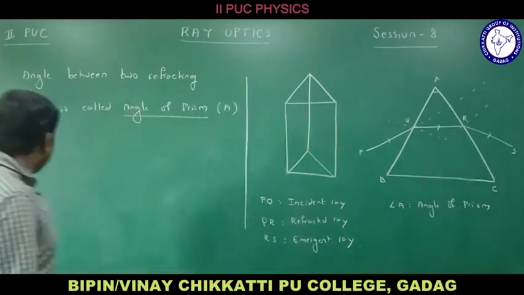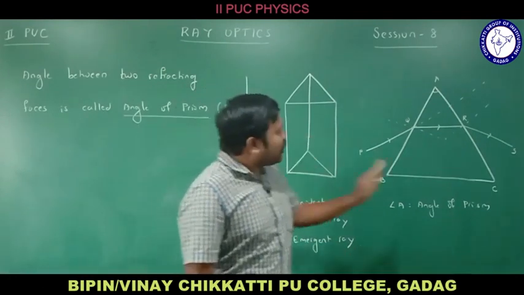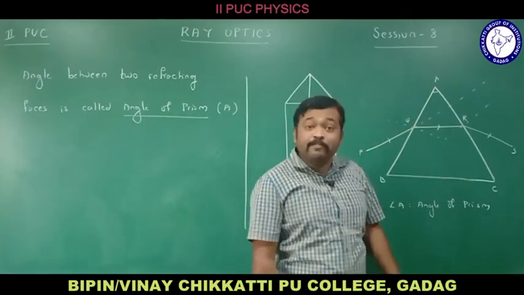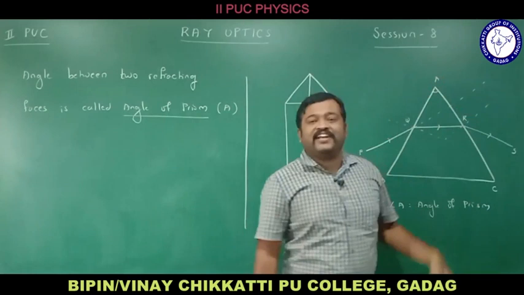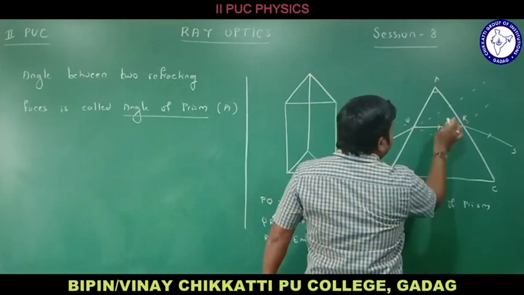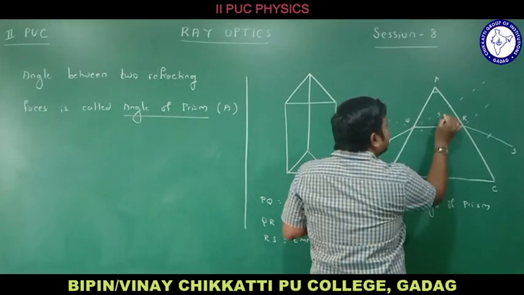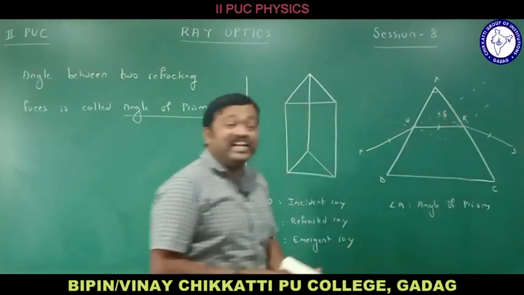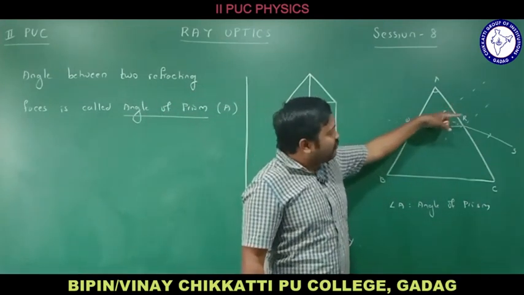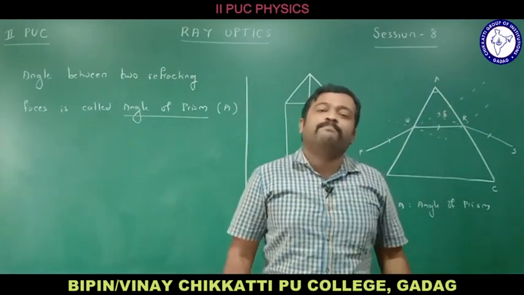Now let me speak about another angle, that is the angle of deviation. If the prism was not there, this ray would have gone like this. As there is a prism in between, this incident ray deviated in this direction. Let us check how much it deviated. So it deviated like this. This angle which is formed here is called the angle of deviation, and it is denoted by delta. So what is the angle of deviation? It is the angle by which the incident ray is deviated after refracting by the prism.